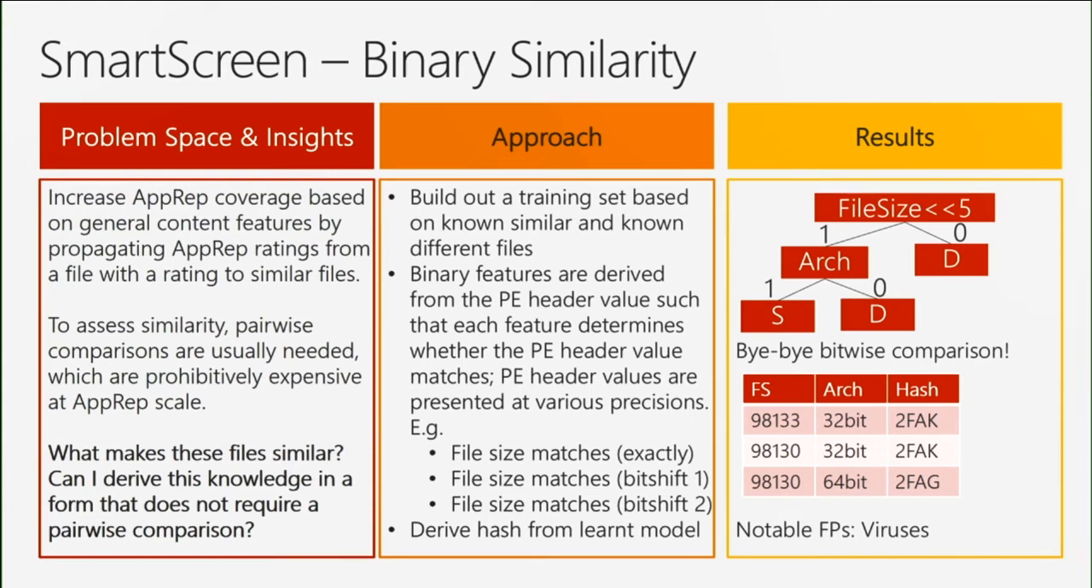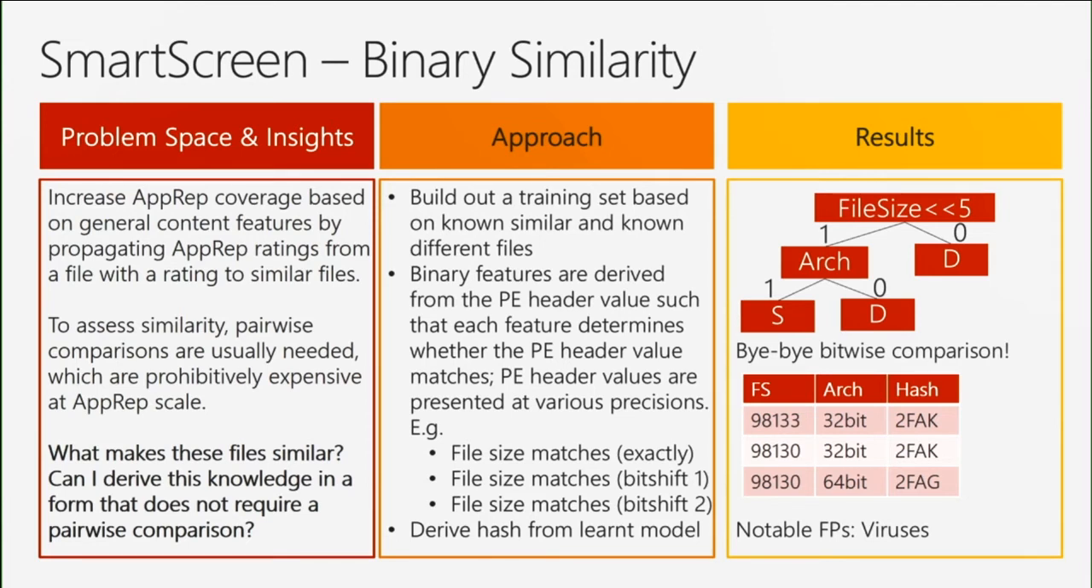So what we've done is we built a model where the training set is structured in the following way. The instances in the training set are similar files and different files, so two files. And the features are basically match properties of these files. So for instance, a feature could be, does the file size of file 1 and file 2 match?